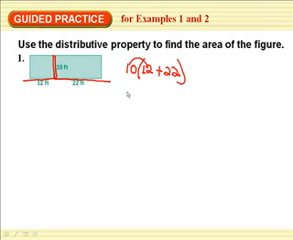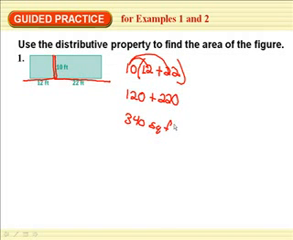10 times 12 is 120. 10 times 22 is 220. So it would be 340 square feet. There's our distributive property.